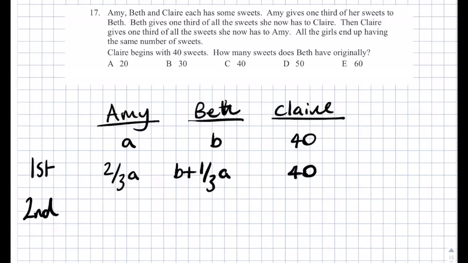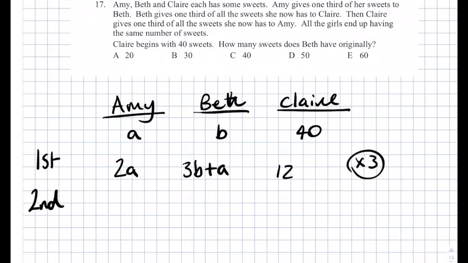Okay, so the second scenario says Beth gives 1/3 of all the sweets she now has to Claire. So what's going to happen is I'm going to have to multiply this expression B plus 1/3 of A by 1/3 to get 1/3 of this result, then subtract that result from this result, and then add it. I'm going to get incredibly messy fractions. So I think let's multiply through by 3 for this first scenario, and then we can do the exact same thing, just everything multiplied through by 3. So instead of 2/3 of A, we'll call this 2A. This will be 3B plus A. And then that will be 120.